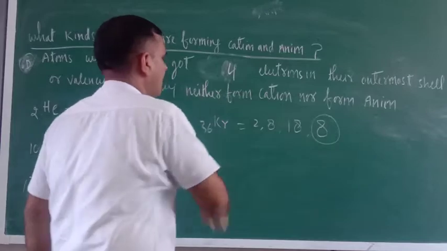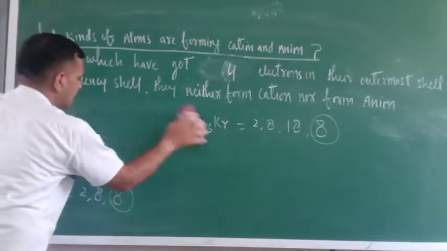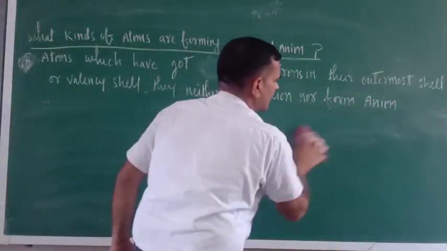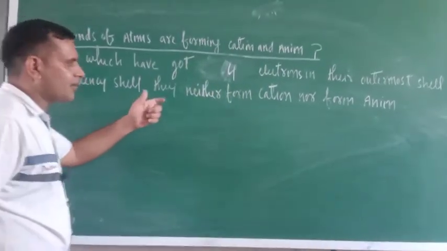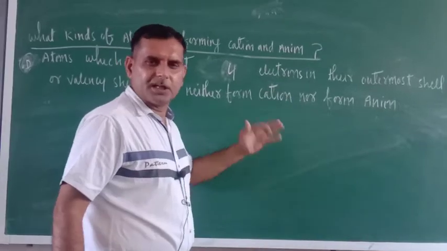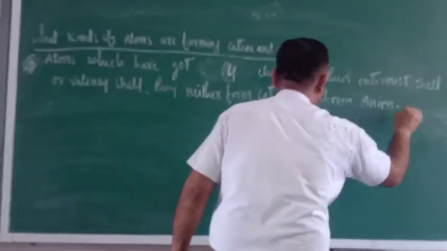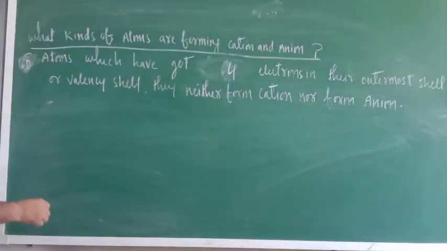They neither form cation nor form anion. Okay, just see, I will tell you. Just see, carbon, then the question arises here: if they will neither form cation nor form anion, then how will they complete their octet? So here you just write, they complete their octet by sharing of electron with other atom.